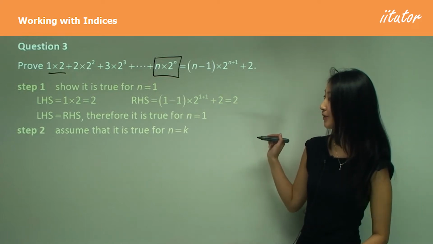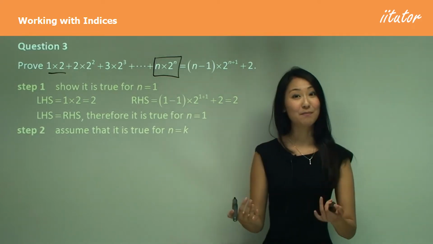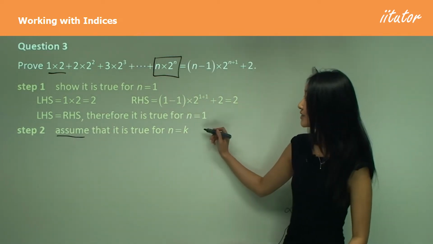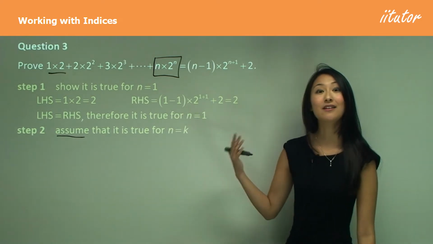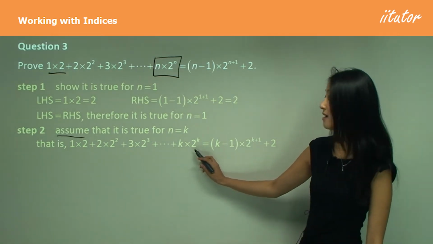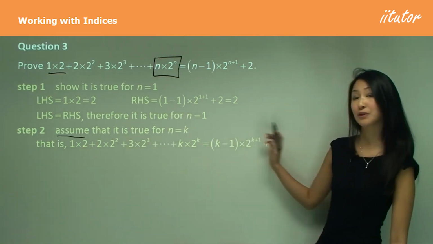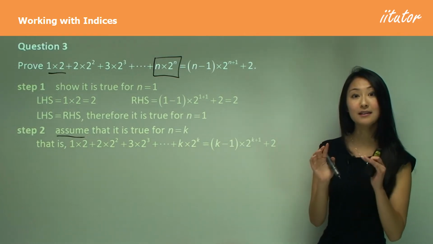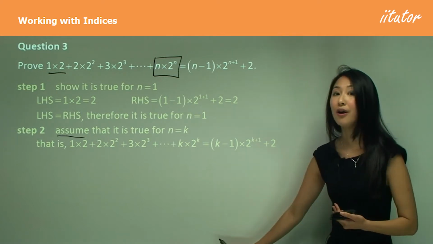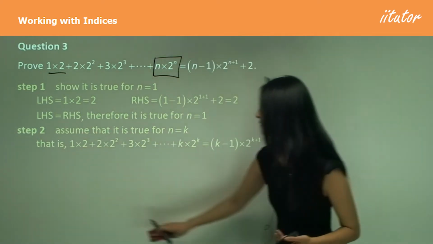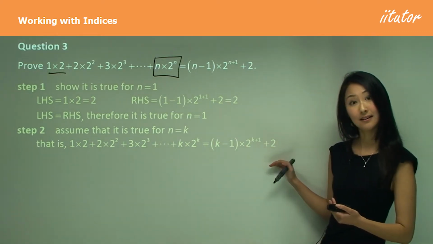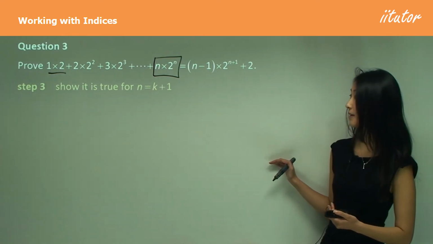Now up to step 2, where we want to make the assumption. So remember how I said we must write the word assume, yeah? That it's true for n equals k. So that is, we want to assume that whenever n equals k, the left-hand side equals the right-hand side. So we're making the assumption that this does equal this. And why we do that is so we can use it in step 3. So once we've written this all out, I want you to write this out completely like this, okay, before we move on to step 3.